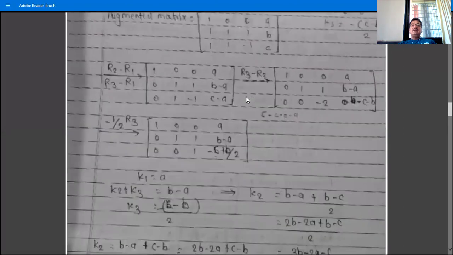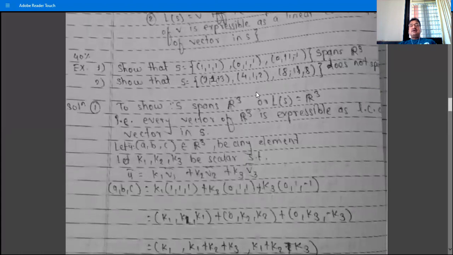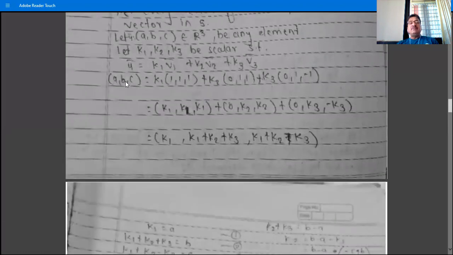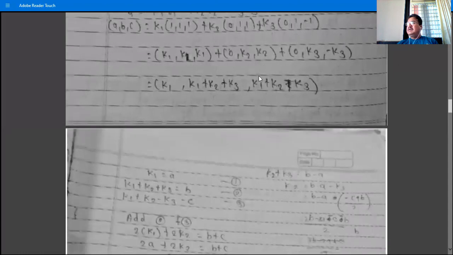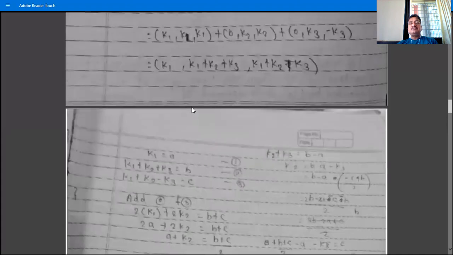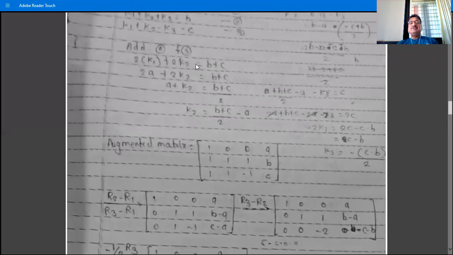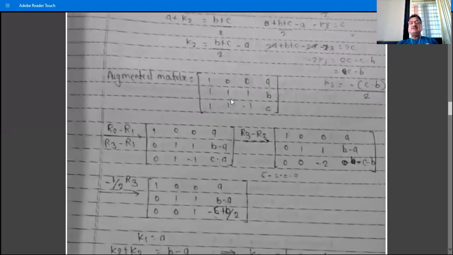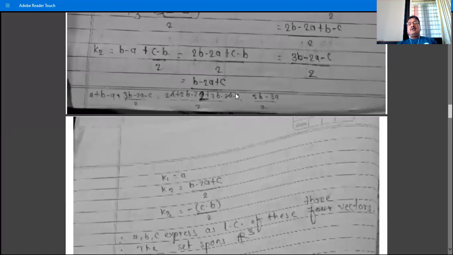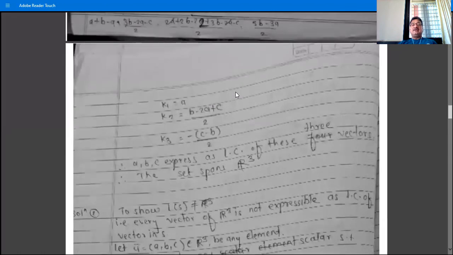So we say the set does not span R3 if this vector ABC is not expressed as a linear combination of V1, V2, V3. And we know that when ABC is not expressed as a linear combination of V1, V2, V3, this K1, K2, K3 does not exist, which means this system is inconsistent. And when this system is inconsistent, the rank of A is not equal to the rank of AB, or we have some absurd sentence.